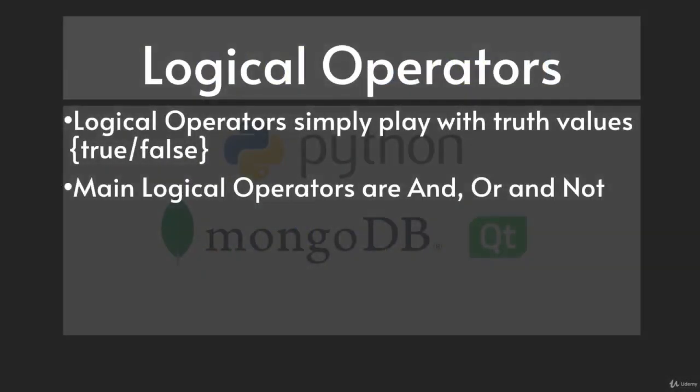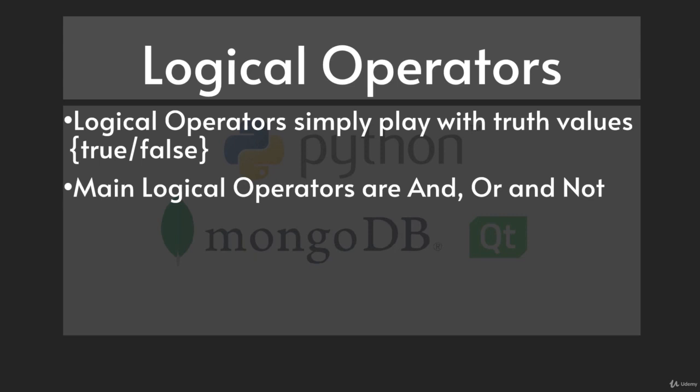Alright, welcome back. Now we're going to talk about logical operators, and logical operators are very important. They simply play with the truth values, whether something is true or false, and you combine these true or false values and you get interesting results. And why do we use this? Because real life is more complex. You're not just saying, well, if something is true, then do that. You're using a combination of these things.